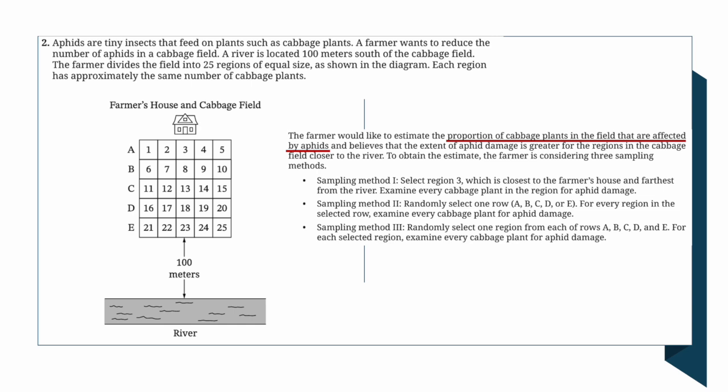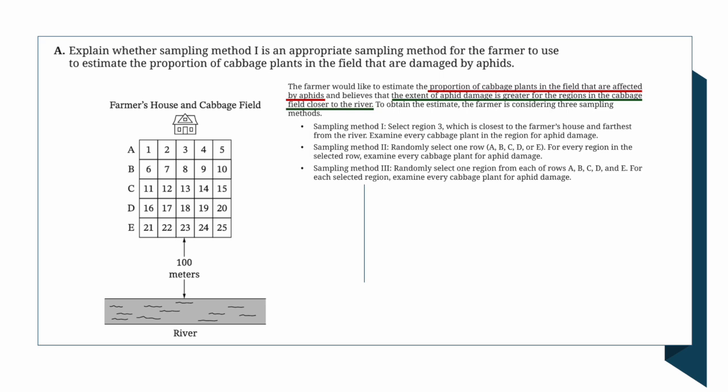What is he trying to estimate? The proportion of cabbage plants in the field that are affected by aphids, and he believes that the extent of aphid damage is greater for the regions in the cabbage field closer to the river. So that might be another piece of important information, the variable that can affect the aphid damage, which is the proximity to the river. To obtain the estimate, the farmer is considering 3 sampling methods. So they've listed 3 different sampling methods. Let's move on to part A.